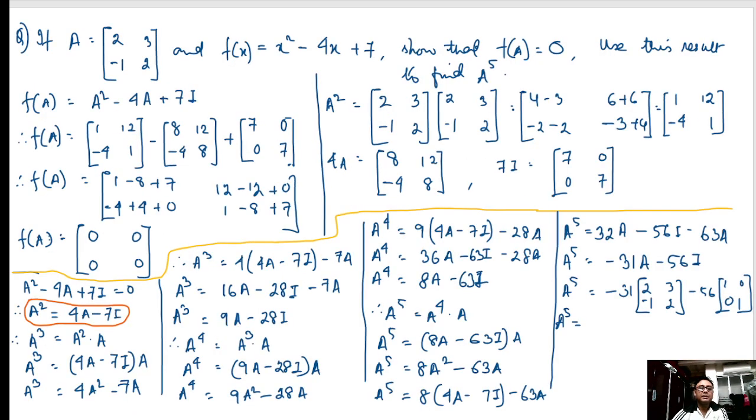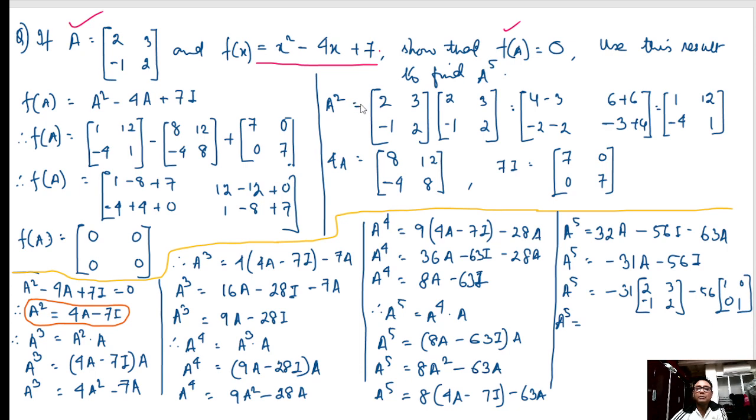Next, let's see friends, what is there. If A equal to this matrix is given and fx is given as this, the fx equation given, show that fA is 0, show that fA is a null matrix. So let's see. fA means we will write like this. fA means it will become A square. In place of x square, it will become A square. Minus 4x will become 4A, and 7 will become 7I. So this is A square.